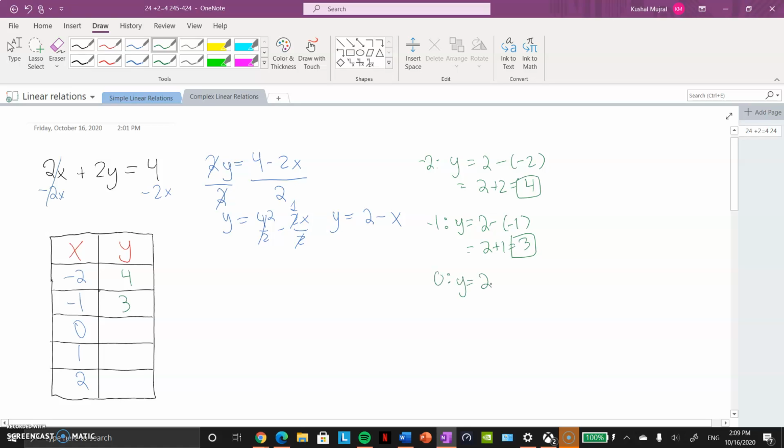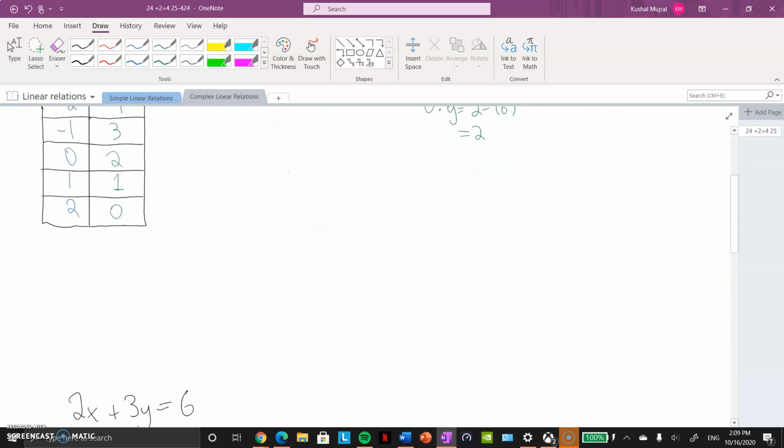Let's take a look at 0. y equals 2 minus 0, which is 2. So we're going to write 2 here. Let's try 1. y equals 2 minus 1, which is 1. So we're going to write 1 over here. Now let's take a look at 2. y equals 2 minus 2, which is 0. So we're going to write 0 over here. Okay, that's the first question.